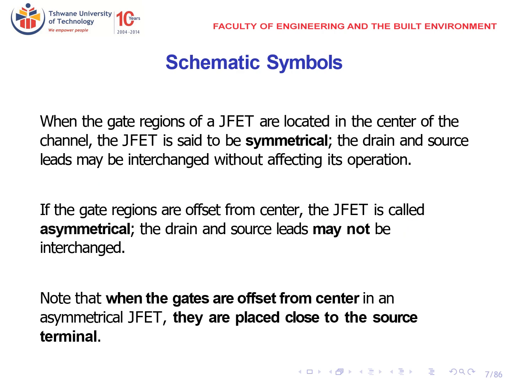Schematic symbols. When the gate regions of a JFET are located in the center of the channel, the JFET is said to be symmetrical. The drain and the source leads may be interchanged without affecting the operation of the circuit. So you can connect the positive or the negative voltage source. It will not change anything in the circuit. If the gate regions are offset from the center, the JFET is called asymmetrical. The drain and the source leads may not be interchanged. Note that when the gates are offset from the center in an asymmetrical JFET, they are placed closer to the source terminal.